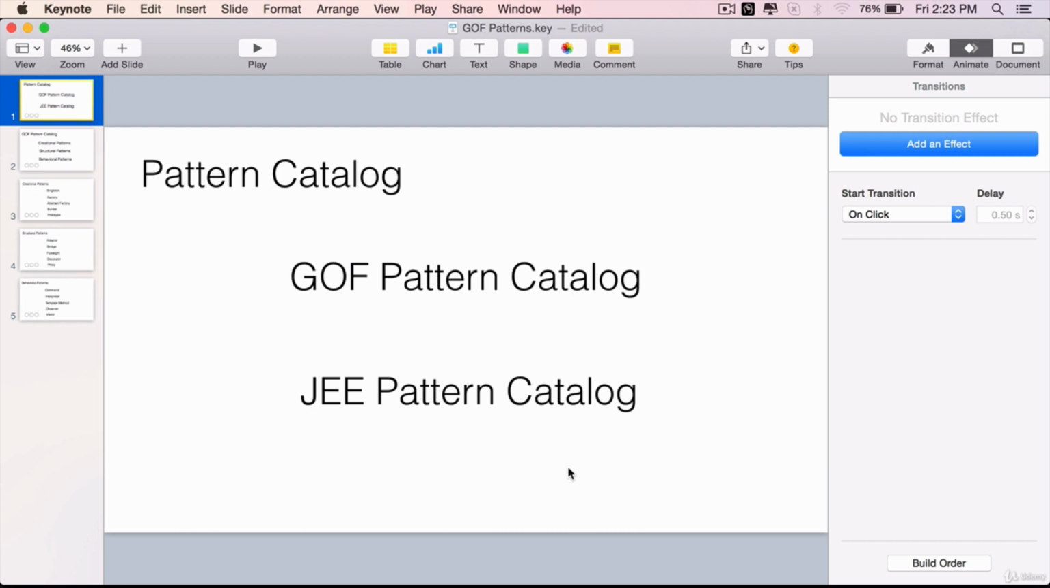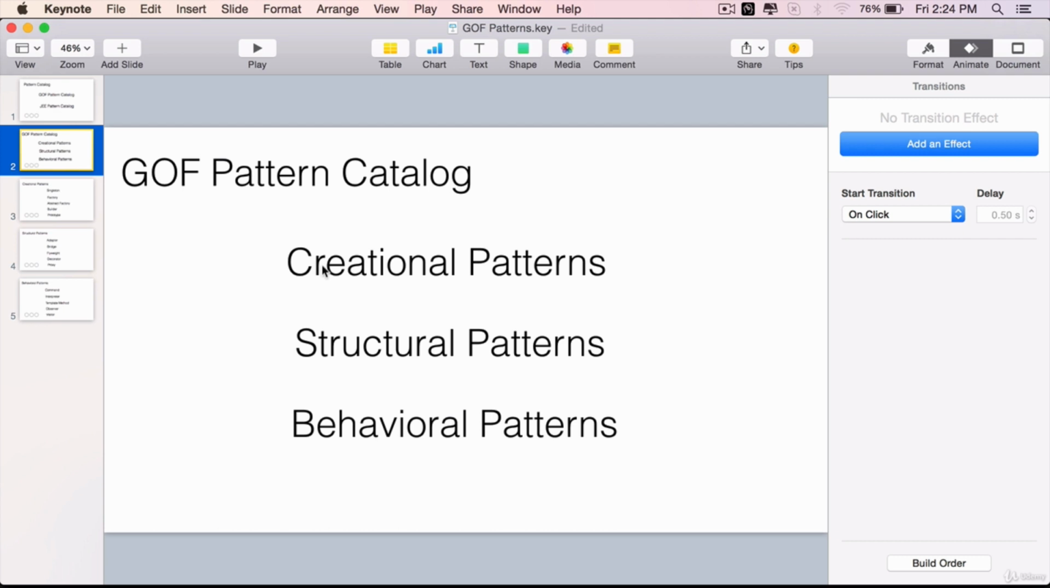So at a high level, the Java patterns are grouped into GOF pattern catalog and JEE pattern catalog based on the nature of problems they resolve. The GOF pattern catalogs are also known as core patterns, and there are three subcategories there, namely creational patterns, structural patterns, and behavioral patterns.